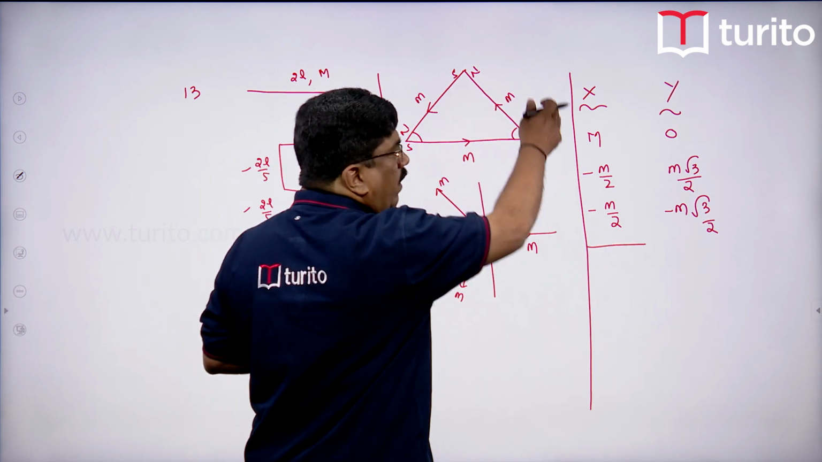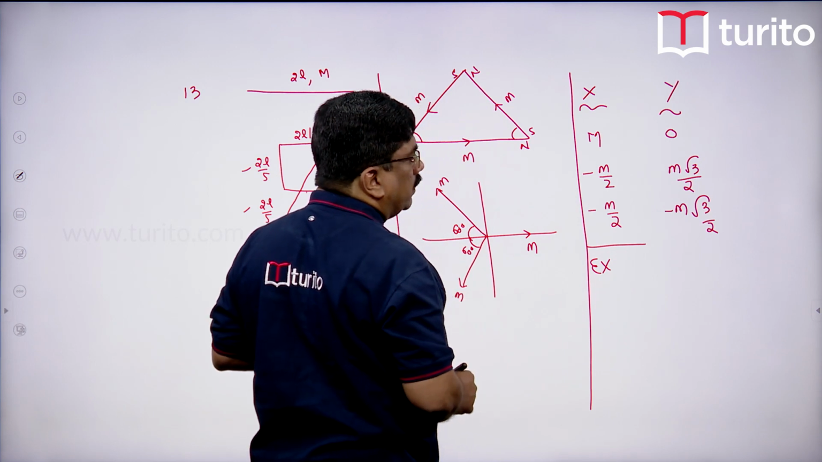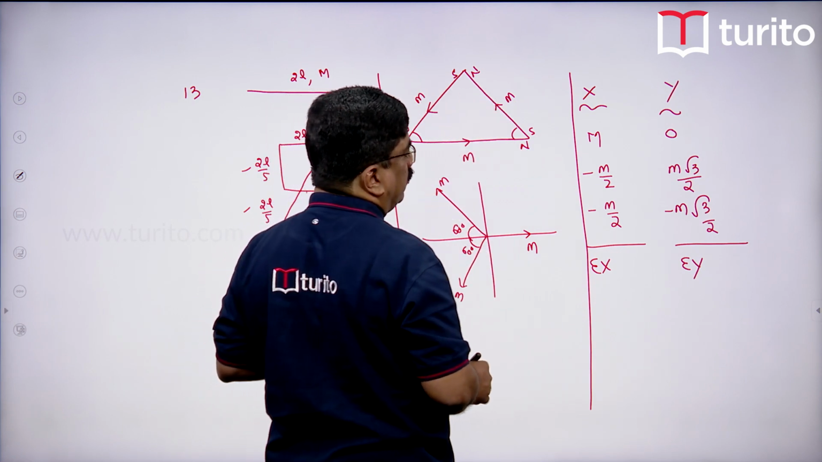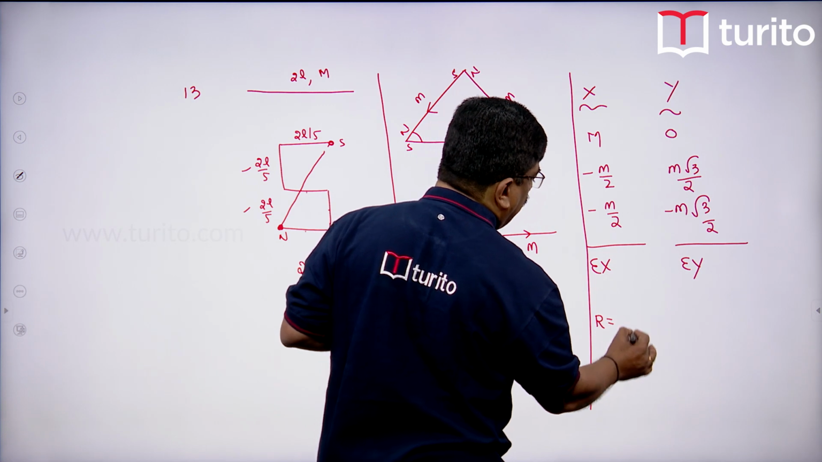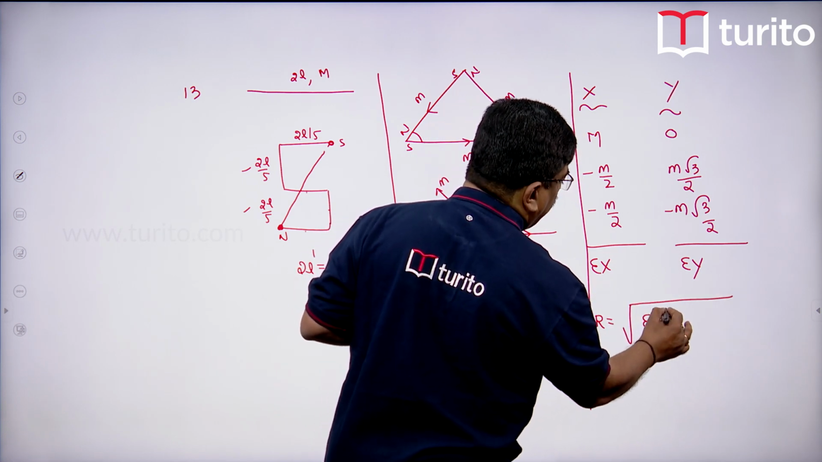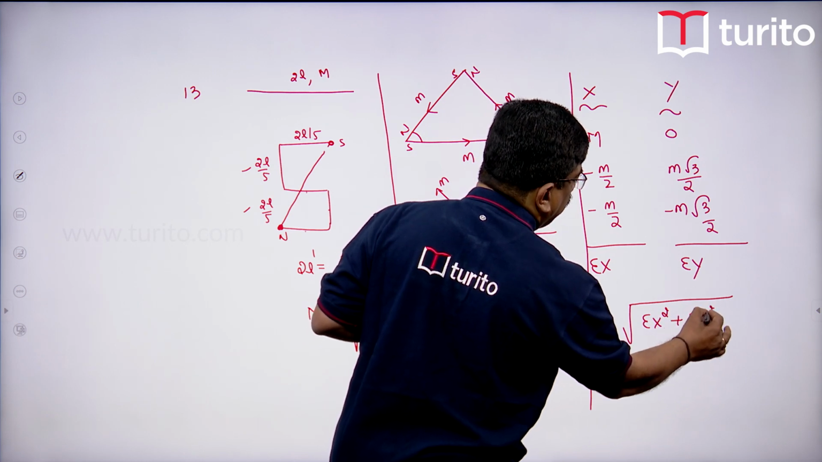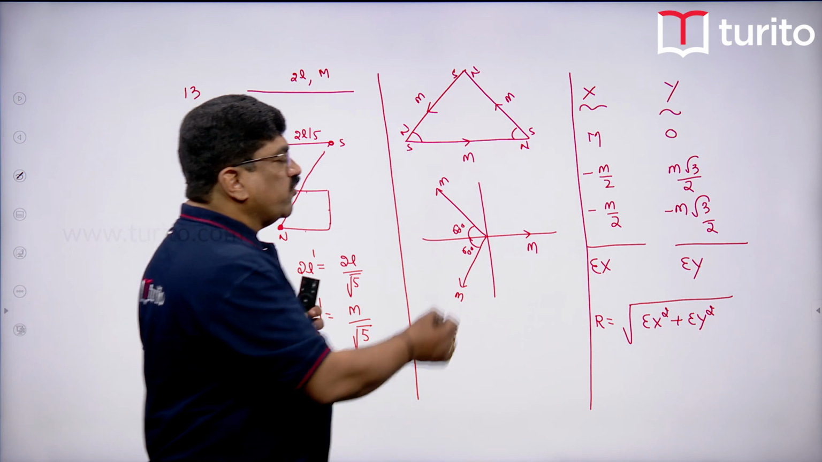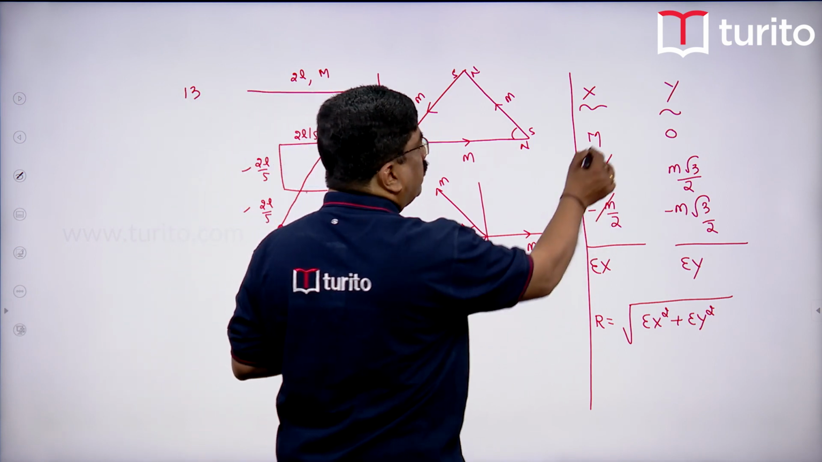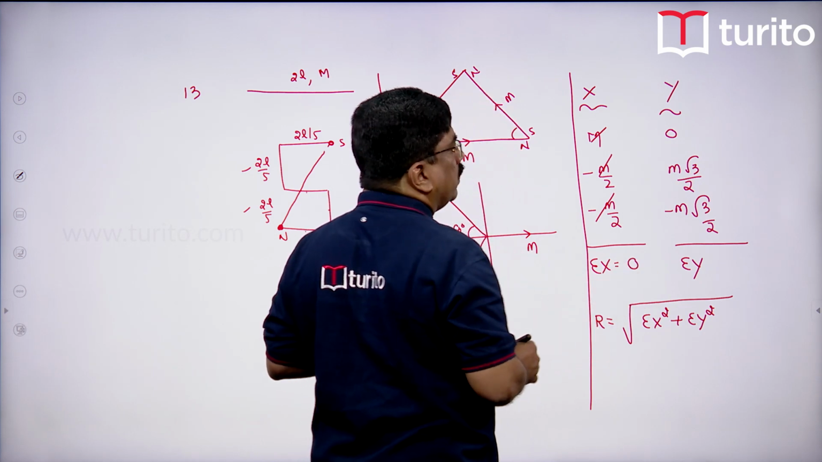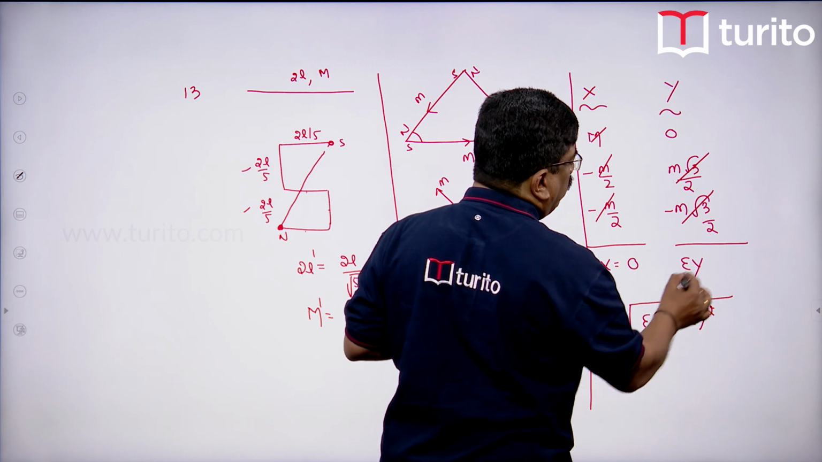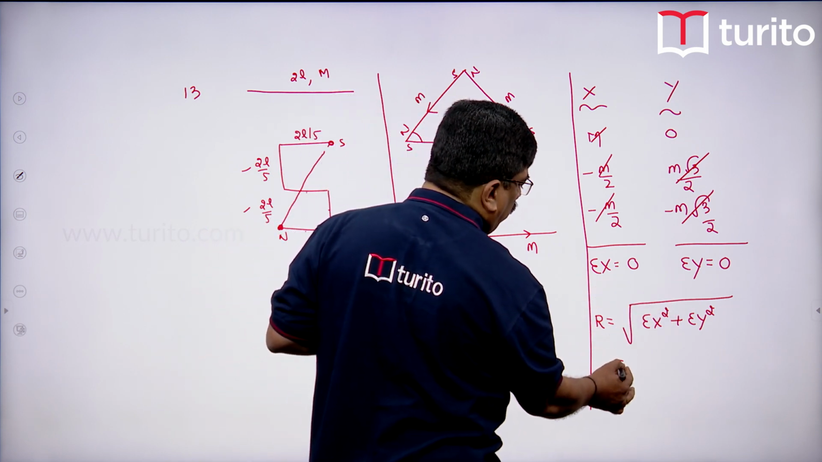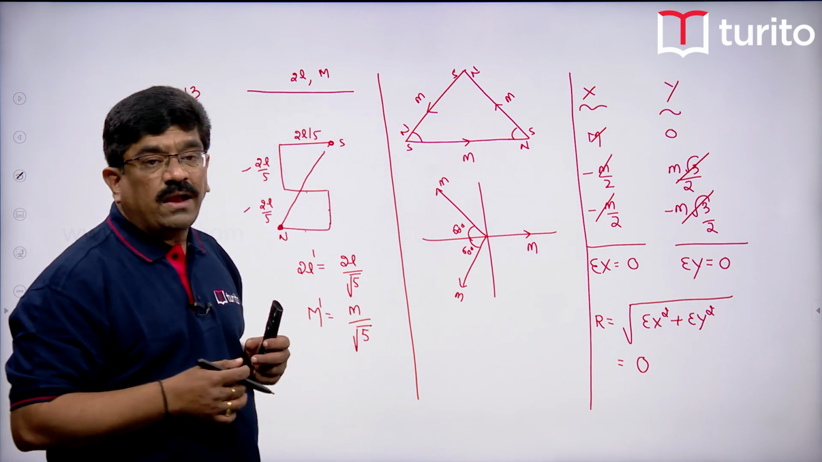Next, we sum up all the x components, let it be sigma x, and all the y components, let it be sigma y. Then the resultant r is given by r is equal to under root sigma x square plus sigma y square. When you sum up, minus m by 2 minus m by 2 plus m, sigma x is equal to 0. Root 3 m by 2 minus root 3 m by 2, therefore sigma y is equal to 0. So sigma x is 0 and sigma y is 0, then the resultant magnetic moment is 0.